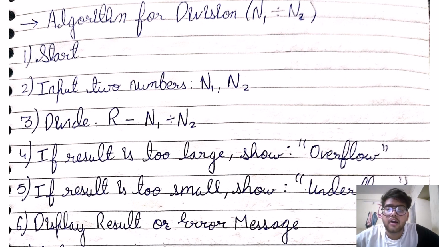Next we will have the algorithm for division, n1 divided by n2. Start, input two numbers n1 and n2, store the result in r. If the result is too large, we will show overflow. If the result is too small, then we will show underflow. Display result or error message, end.